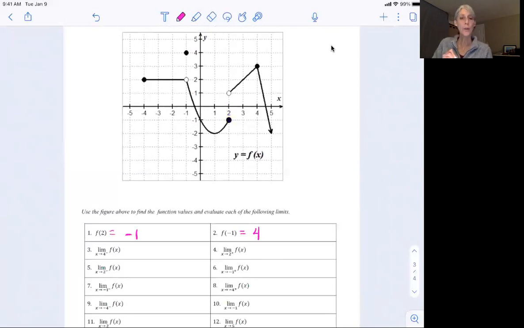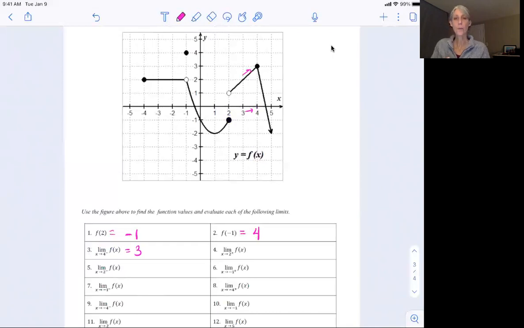In example 3, I'm evaluating the limit as x approaches 4 from the left. That little minus sign means from the left side. I'm going to go to 4 on my x-axis. The left means I want to know what's happening to my y values as x's get closer. So as I plug in x, getting closer to 4, my y values are getting closer to 3.